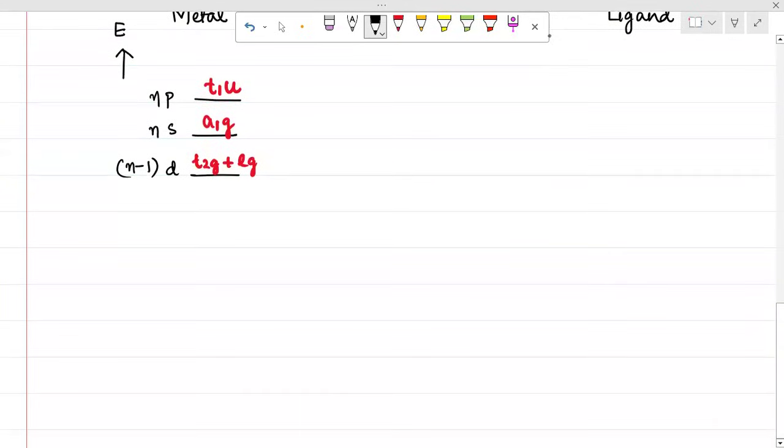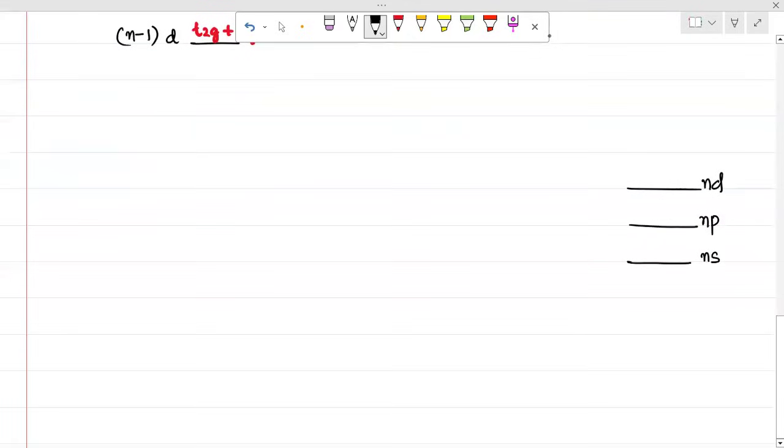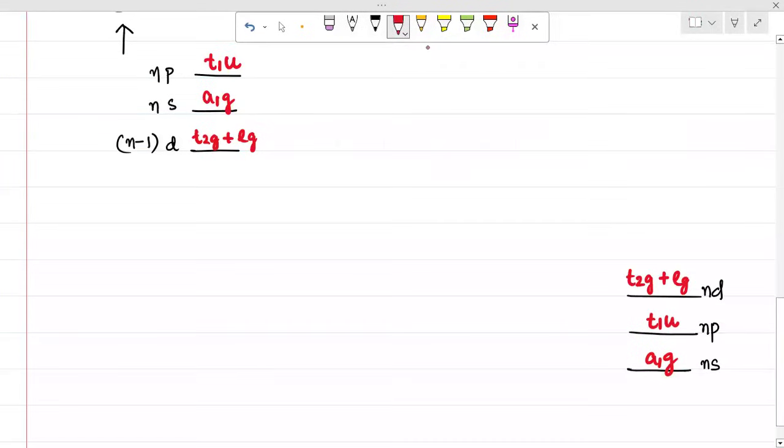The ligand will have ns, np, nd. Corresponding to this, 3s, 3p, 3d. Whatever ligand you take, this would be the order. So ns, np, nd. What is the symmetry of S? You know it is A1g. Of P, it is going to be T1u. And of D, it is going to be T2g plus Eg in the case of MO diagrams corresponding to octahedral geometry. Very important. Octahedral geometry.